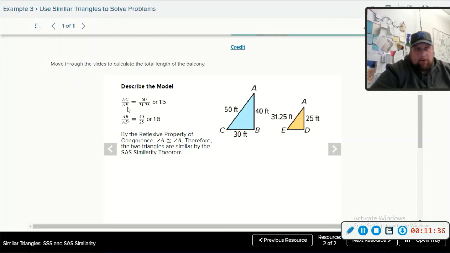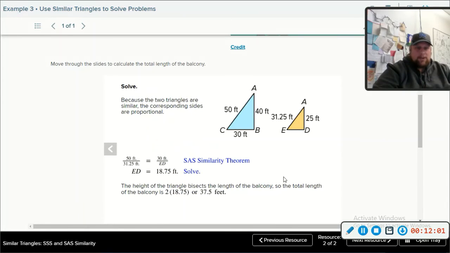AC over AE, or at least we're going to prove it, is 50 over 31.25, which is 1.6. Go ahead and write that down. Calculate it. AB over AD equals 40 over 25, or 1.6. Those are similar, and they both share angle A, which we already did in the last problem. We know they're congruent by the reflexive property. Therefore, this has side, included angle, and side similarity. Boom. They're similar. We can set up a nice ratio.